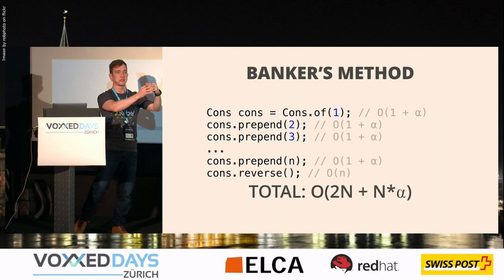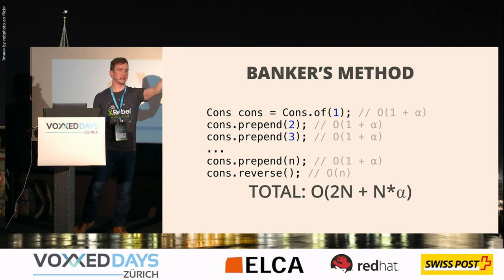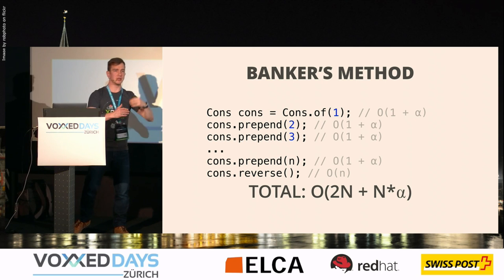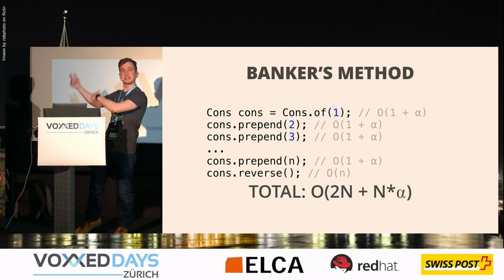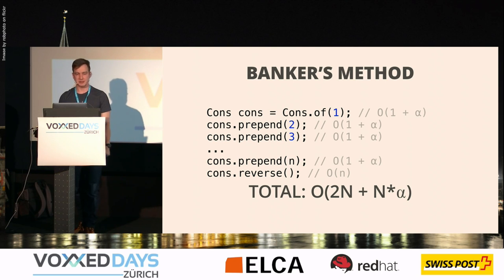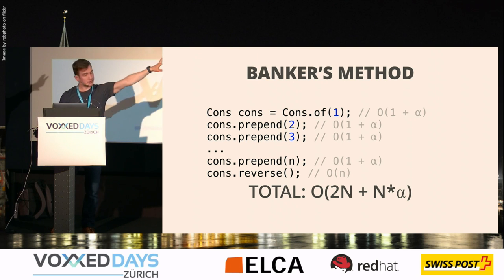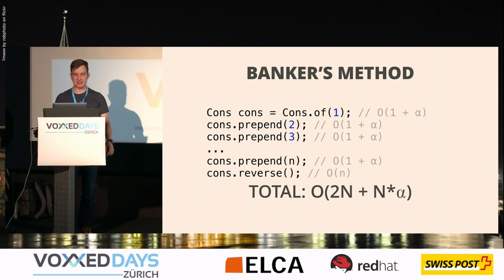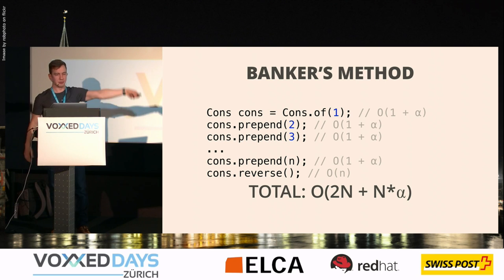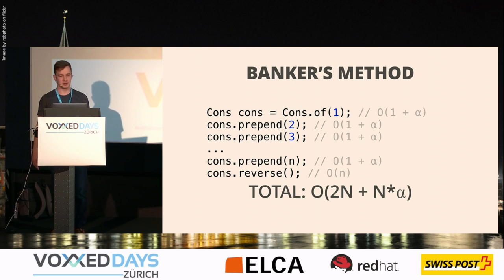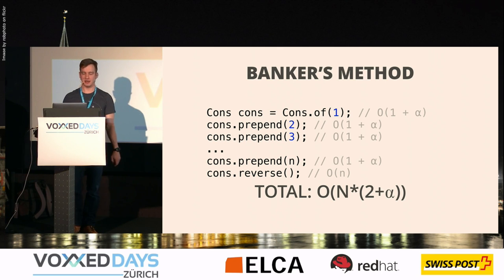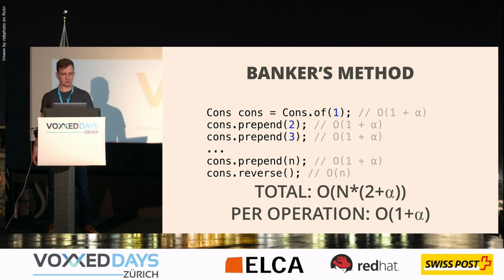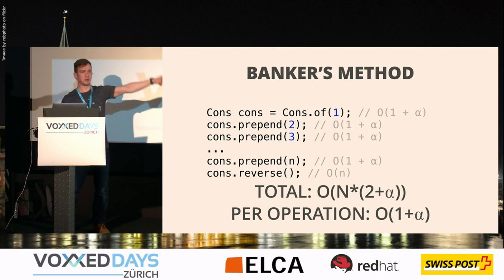we don't just count the actual complexity of that, so constant time. But we add a little bit of credit to every operation. So every time we call a cheap operation, a fast operation, we get a little bit of credit, and then later we can spend that on a more expensive operation. So the n prepend operations will give us n times alpha of the credit, so the total complexity of this thing will be big O of 2n plus n times this tiny credit, and then we just do some mathematical magic, and we take the n out of the parentheses, and then we just divide that by n, because we have n operations in the list.